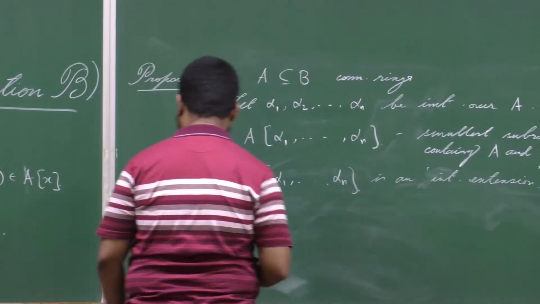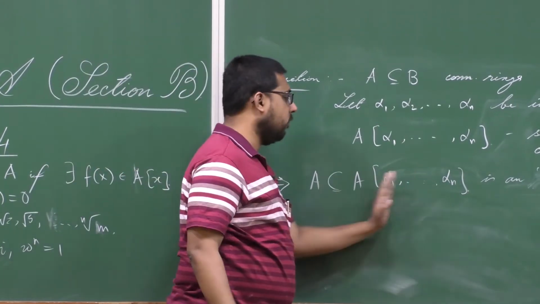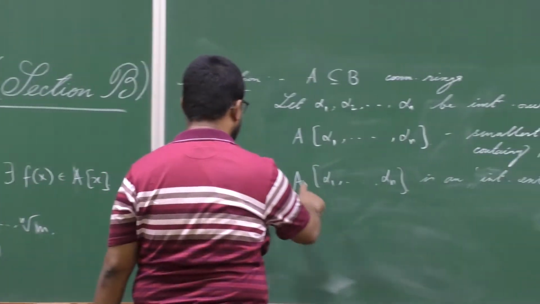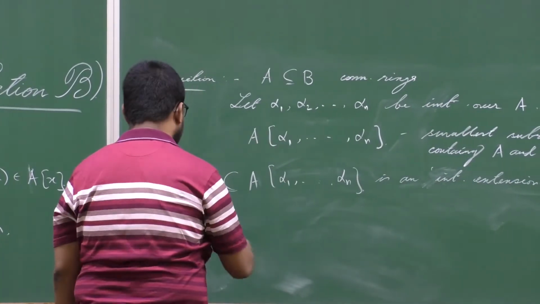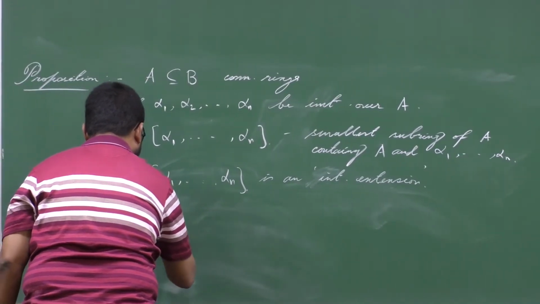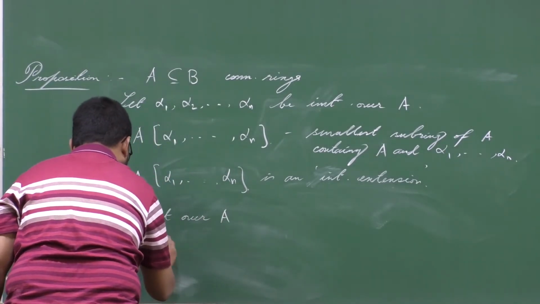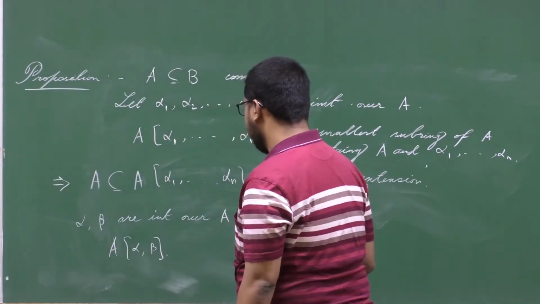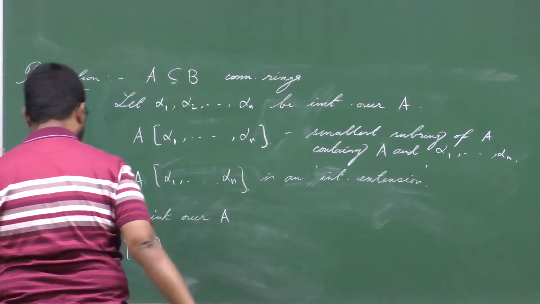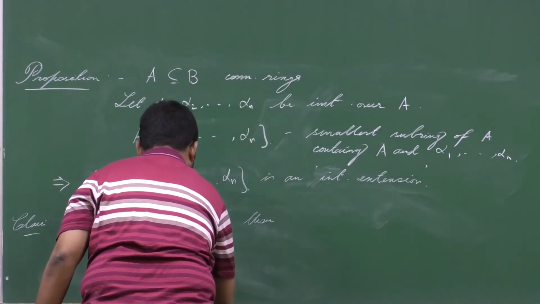So we see that the same happens here. Let me just explain that when we are given only two elements. The further thing is just an immediate generalization of that. In fact, by induction you can settle it. So if alpha and beta are integral over A, then A[alpha, beta] is finitely generated over A. That is what the claim is.